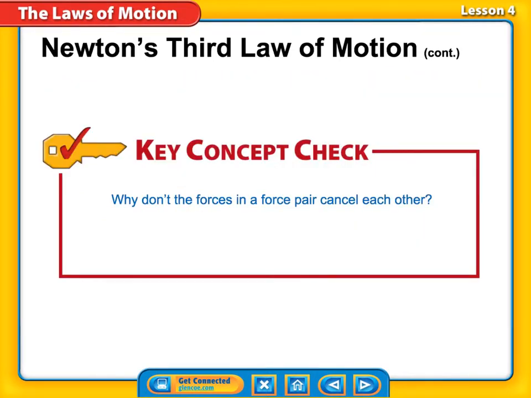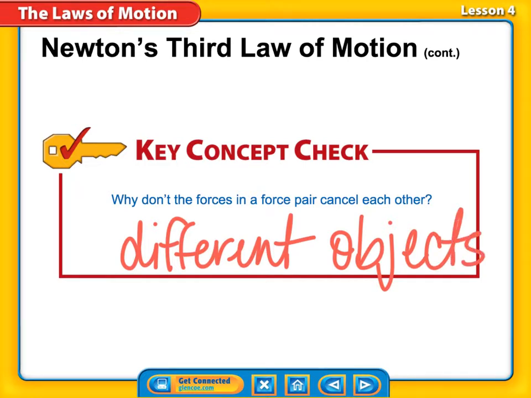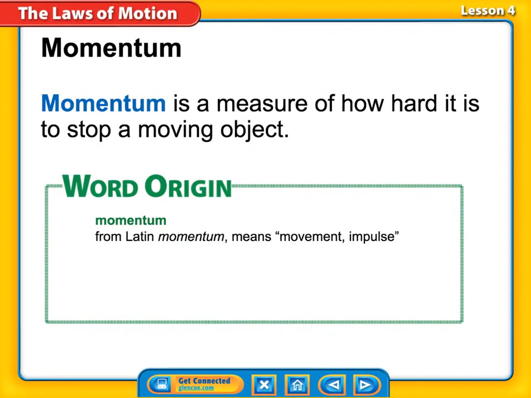Okay, so I want you to think about for a second the answer to this question: why don't the forces in a force pair cancel each other? Pause and think about it if you need to. Okay, so the answer is, because they are on different objects. Okay, if you have equal and opposite forces on the same object, they cancel. Different objects, they don't.